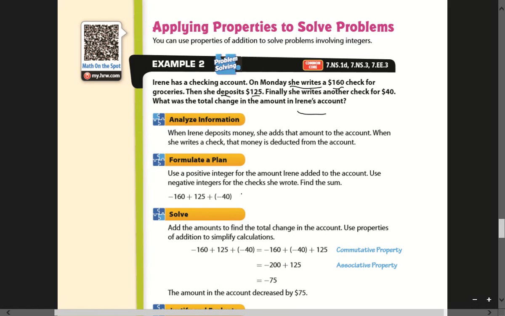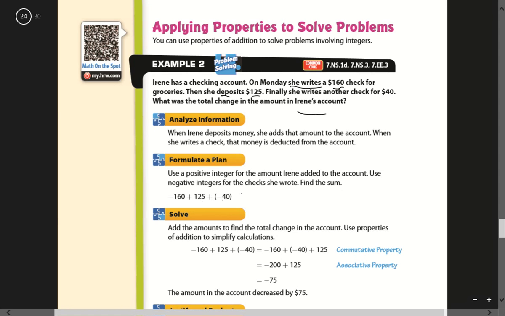So let's get the words that describe the integers. When you say writes a check, it means you're taking money out of your account. So that's why 160 will be negative. Then deposits means you're adding money in your account. So that's why plus 125, or this is positive. And after that, she writes another check. So again, that would be negative 40. So you're adding negative 40.